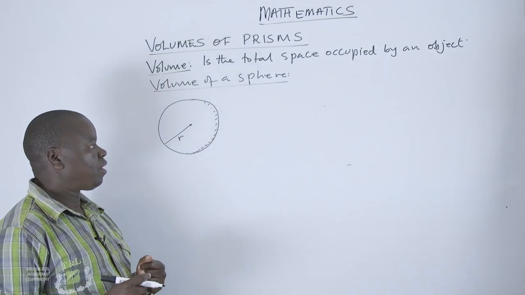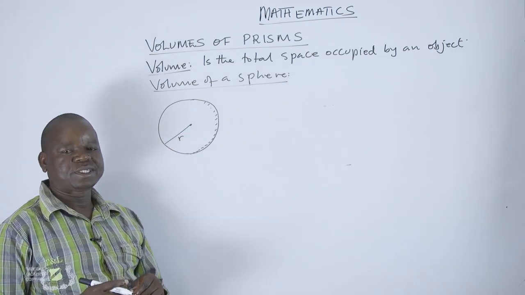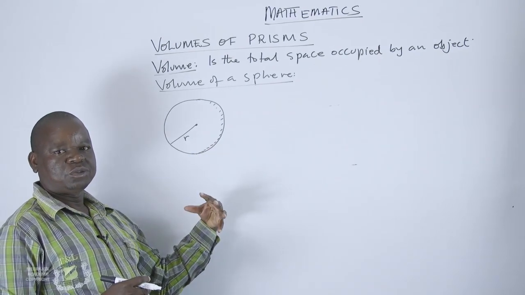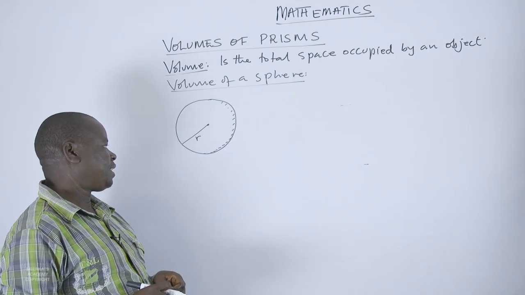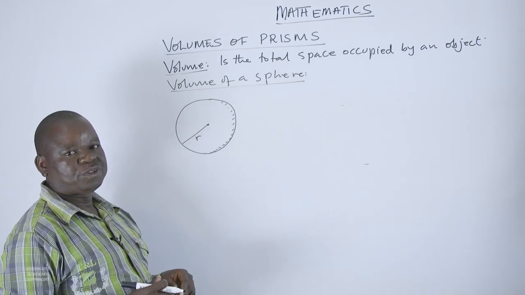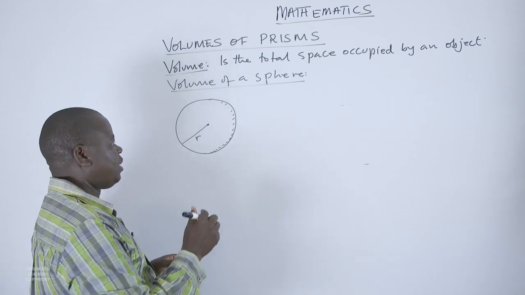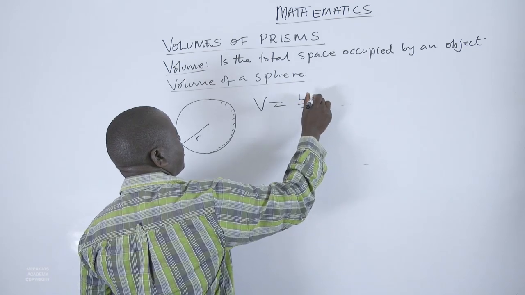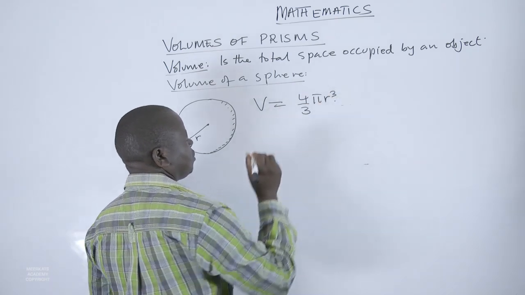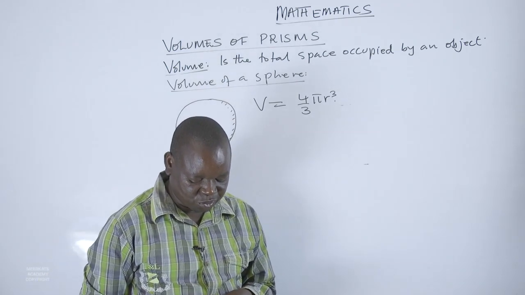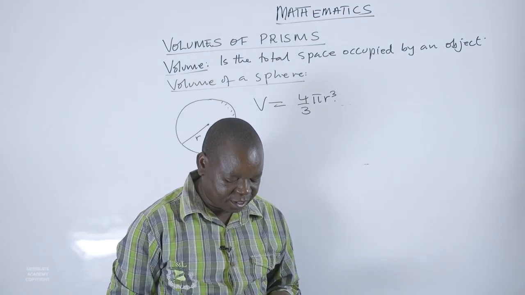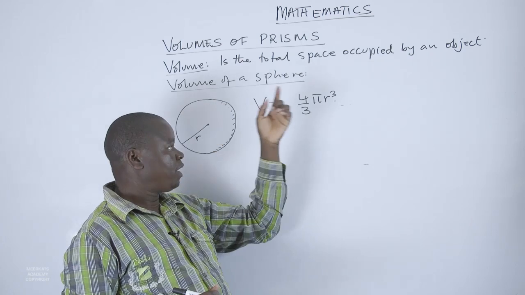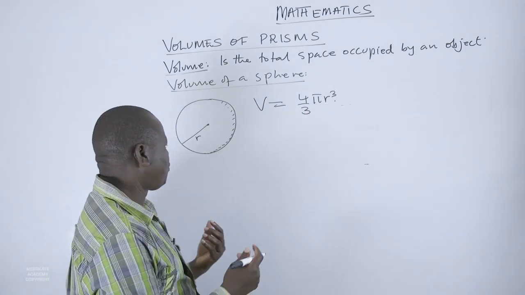For a spherical object, we know that a spherical object is a homogeneous object. That means it has uniform dimensions and it has a radius. So to get the volume of a sphere, we have V is equal to 4 over 3 pi r cubed. That is how we get the volume of a sphere. And once we state this volume formula, we can now calculate the volume of any sphere given the radius. So let's look at an example.